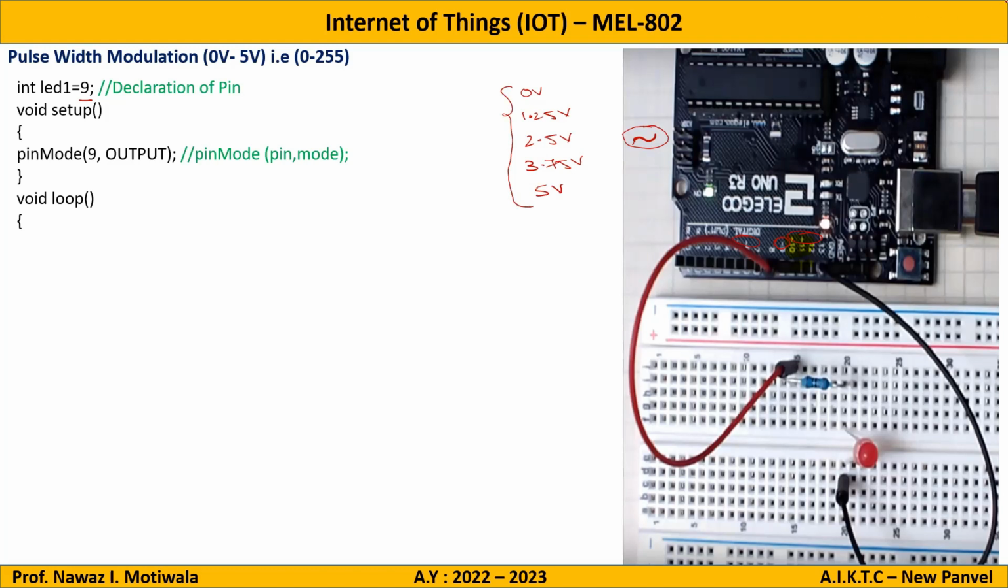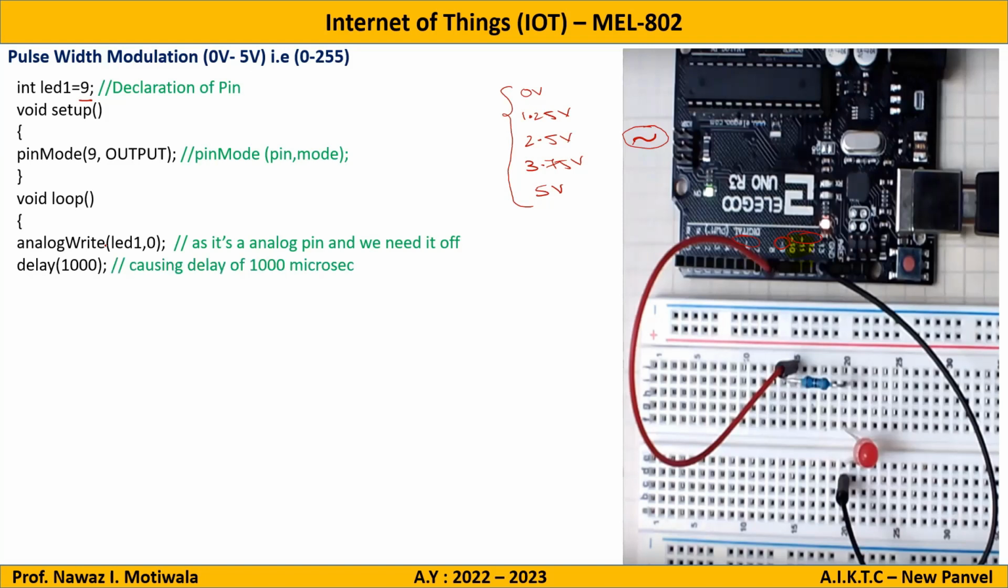So first I need 0 volts. So I will write, now just observe here what I am writing. I will write analogWrite. Why analogWrite? Because we are using pulse width modulation. We cannot use digitalWrite. So the same sequence, the same syntax goes, but instead of digital, I have to write analog. So analogWrite LED 1, 0. If I write 0, it will be in the off state. And then I need to see it in the off state. So I will write delay of 1000. That is 1 second it will be off. So I have achieved step number 1.